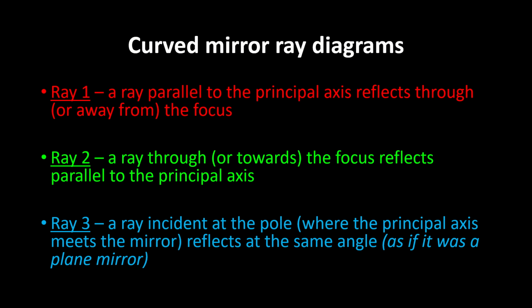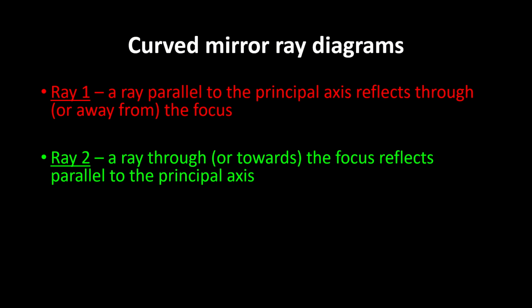There is a third one you can draw, which is a ray that is incident at the pole where the principal axis meets the mirror. It reflects back at the same angle as if it was a plane mirror. But that one's not terribly useful. I'm just mentioning it now because it becomes very useful later when you do lenses, but we're not really going to use that one much. So we're just going to worry about these two. And I'll use these color codes. So I'll draw them in red and green so you know which one's which.